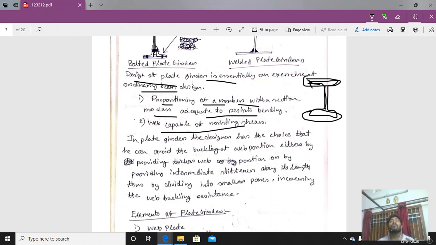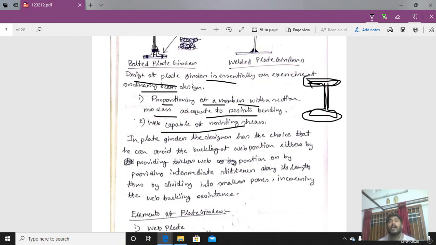Because the web becomes very thin, there will be buckling of the web. Buckling of the web is one of the most important phenomena in beam design. We have seen web buckling and web crippling, because the web acts as a column member. So the buckling phenomenon also has to be checked. Okay, so this is the buckling phenomenon that we have given here.